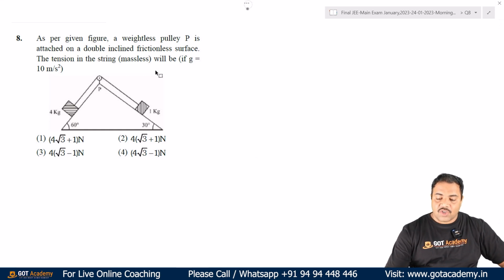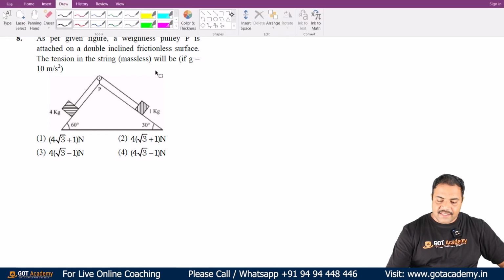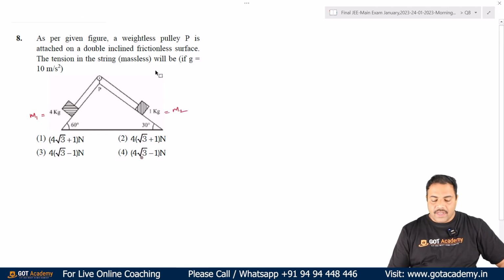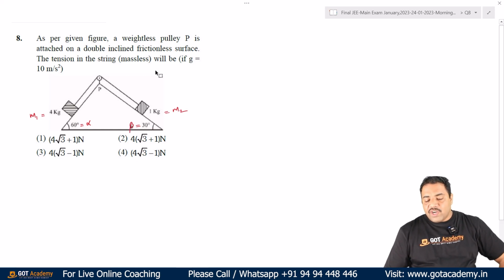Here, if you observe, there are two different masses, M1 and M2. Let me say this 4 kgs as M1 and this 1 kg as M2. Let me say this angle is alpha and this angle is beta. So let us assume like this. We can go in two different approaches. First one is directly by writing its formula.